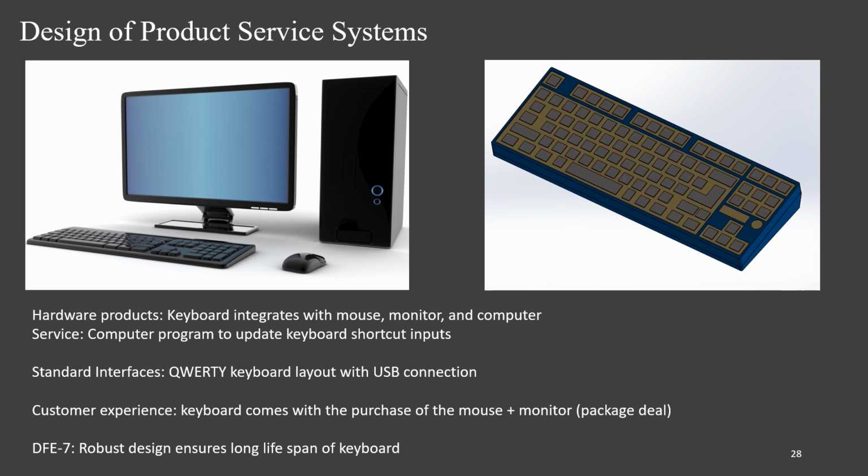The final consideration for our design is the product service system. Our keyboard integrates with a mouse, computer monitor, and computer housing to allow for the full functionality of a computer. This integrates with the standard interface of the USB connection. Computer programming within the computer can allow updates and software changes to the PCB inside of the keyboard to increase functionality through shortcuts. This concludes our presentation, and we'll now take any questions.